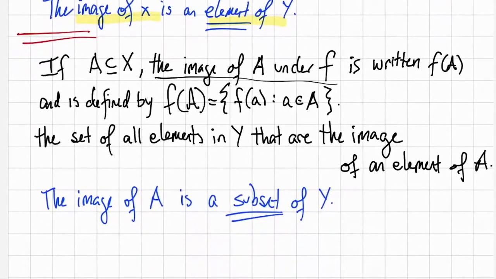We're going to expand the idea of the image of an element to the image of a set. If A is a subset of the domain, the image of this set A, we write that as f of capital A. f of A is equal to the set of all f of little a for a in big A. Or in words, it's the set of all elements in Y that are the image of some element of the set capital A. A key distinction here is that the image of a set A is a set itself. It's a subset of the codomain.